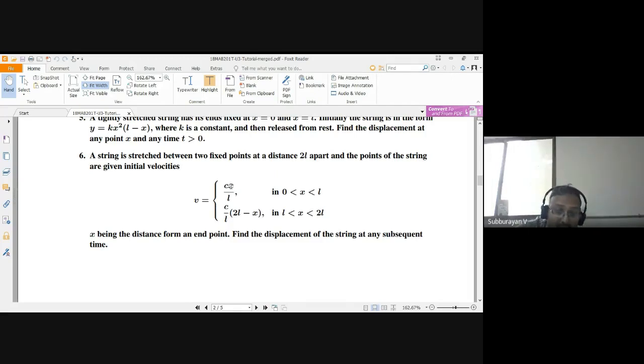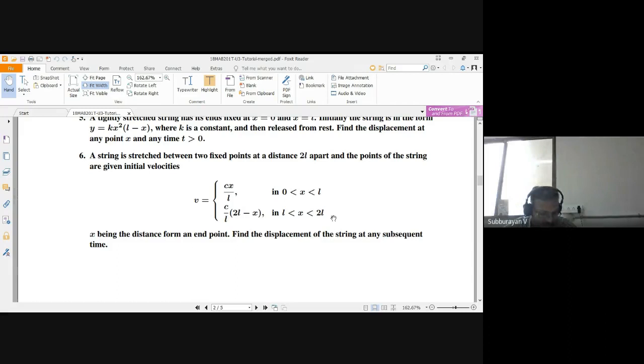Velocity is C units. Whereas away, at both ends, the velocity is 0. If I substitute x equal to 0 here, then the displacement is 0. Velocity is 0. If I substitute x equal to 2L here, there also the velocity is 0. So therefore, there won't be any displacement at x equal to 0 and x equal to 2L.